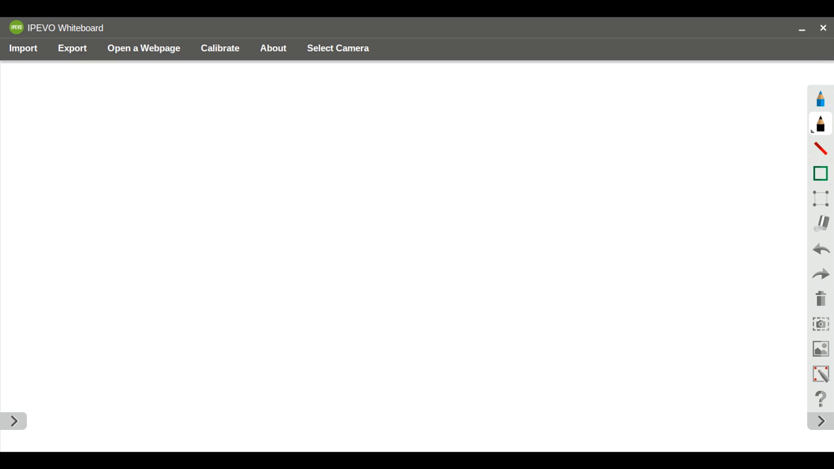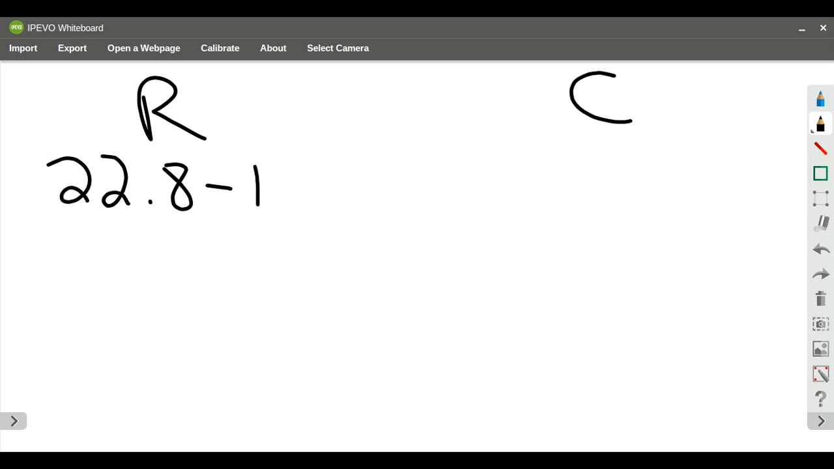So we can also estimate differences, and I'm going to use the same two methods. I'm going to use rounding, and I'm going to use compatible numbers. So I have 22 and 8/10 subtract 13 and 9. I don't want to round after I find the sums and differences. When you get something that says estimate, you need to estimate before you do the operation, not after.